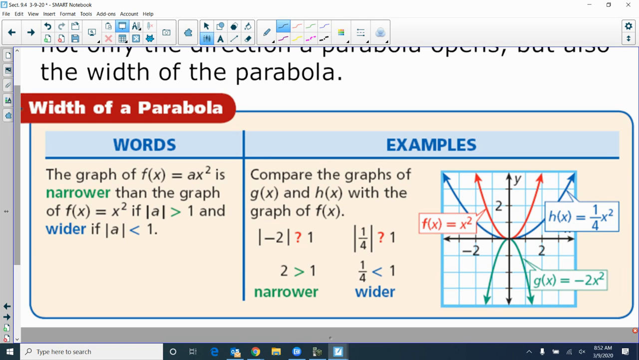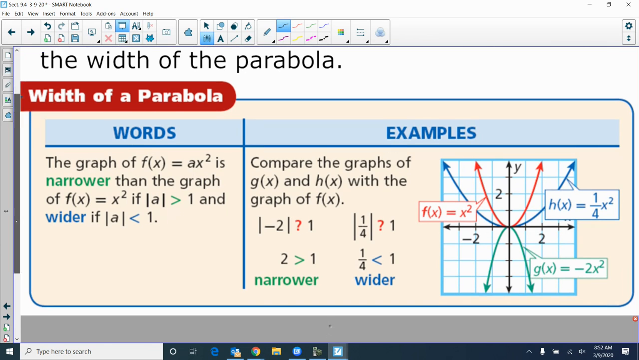So these are narrower. Wider will be like f of x equals 1/2 x squared, f of x equals 2/3 x squared, f of x equals -0.2 x squared. Doesn't matter if it's negative. It'll open down, but it'll still be wider.